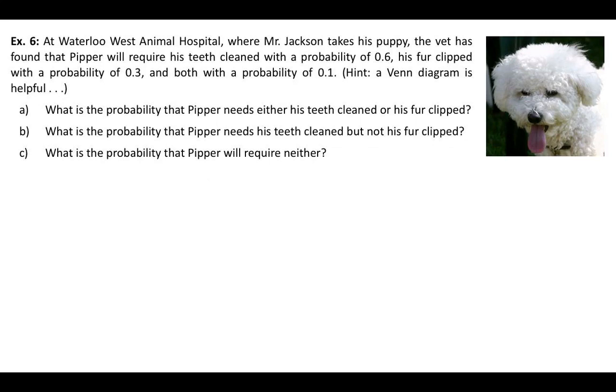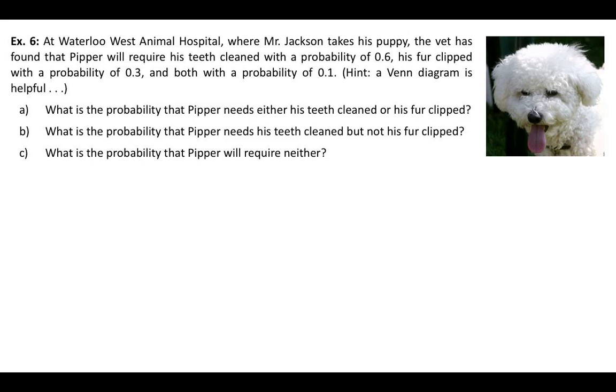Okay. So at Waterloo West Animal Hospital, this is Mr. Jackson's dog. This is Pipper, and where we take Pipper, basically the vet has found that he's going to require his teeth cleaned with a probability of 0.6, his fur clipped with a probability of 0.3, and both with a probability of 0.1. Right. So a Venn diagram in this case is going to be helpful. So we'll do one. Here's the 3 questions.